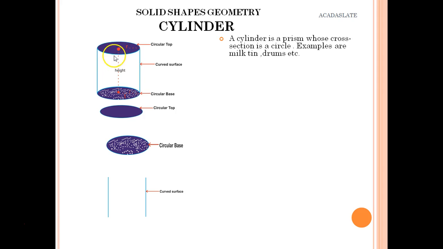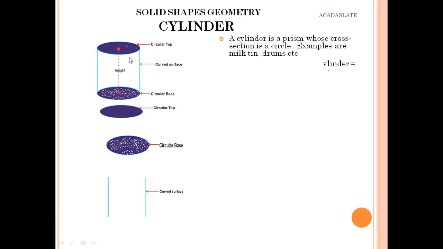A cylinder is a solid shape with three surfaces. You can see the circular top, the circular base, and the curved surface. Since the circular top is a circle, it has a radius r, and the circular base is also a circle, it has a radius r. The radius of the circular top is equal to the radius of the circular base, and we have the vertical height. That is a typical representation of a cylinder.